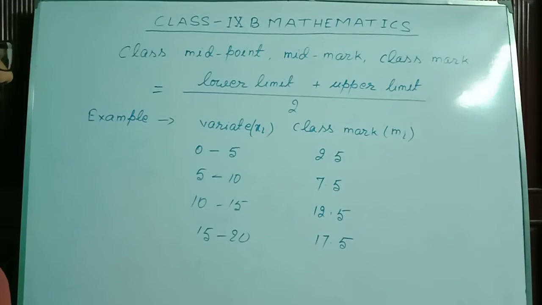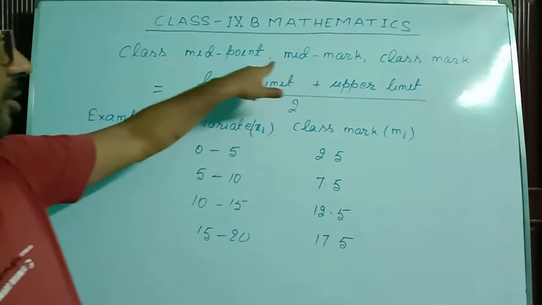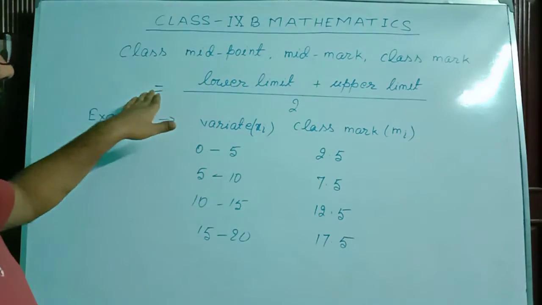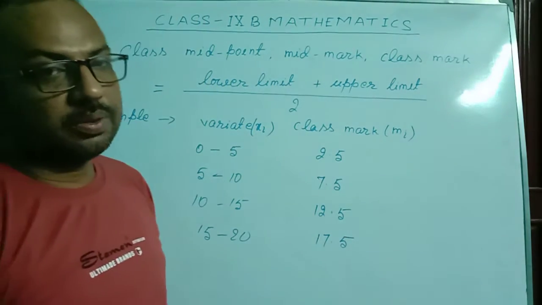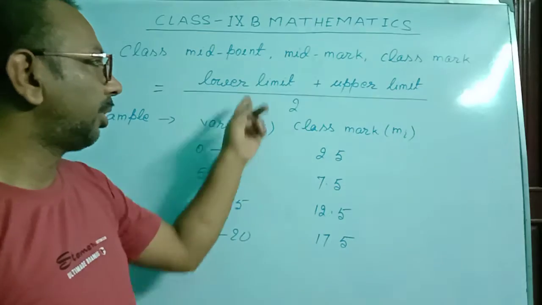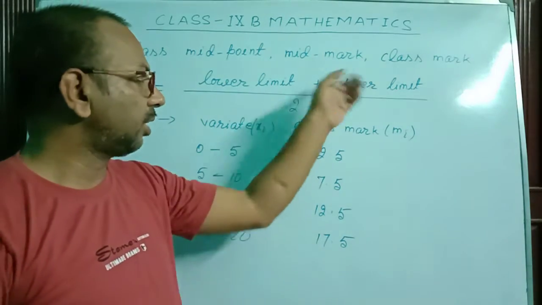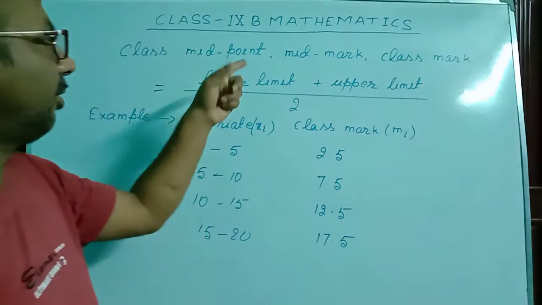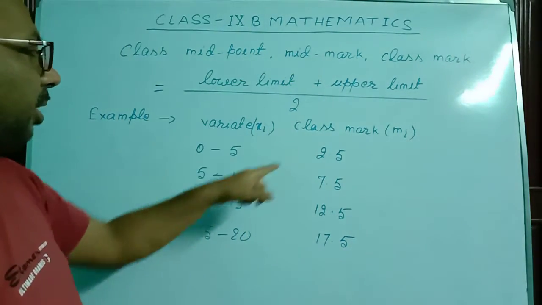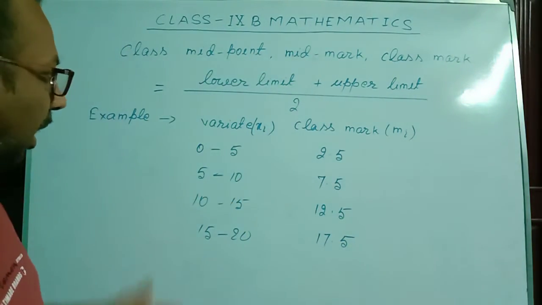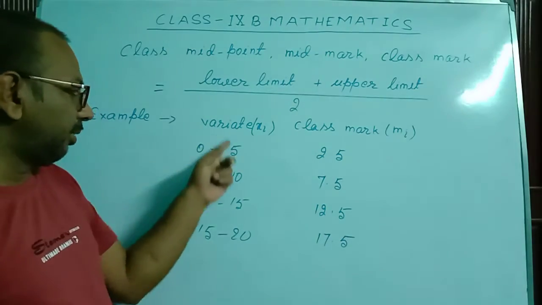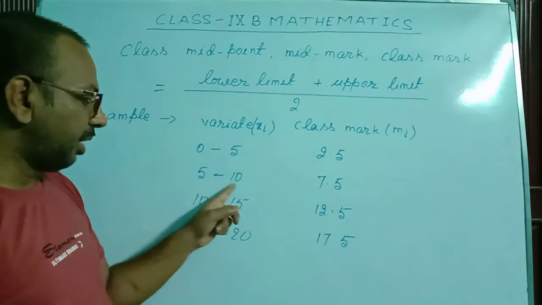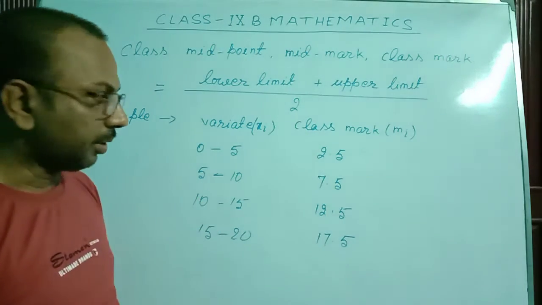And our last topic of discussion is class midpoint, midmark or class mark. All these three words are the same. That is equal to lower limit plus upper limit by 2. Lower limit of the first class interval plus upper limit of the first class interval by 2. What will come? That will be the midmark or class mark of the first class interval. I have taken one example. These are variables, this is class mark. Variables are 0 to 5, 5 to 10, 10 to 15, 15 to 20.